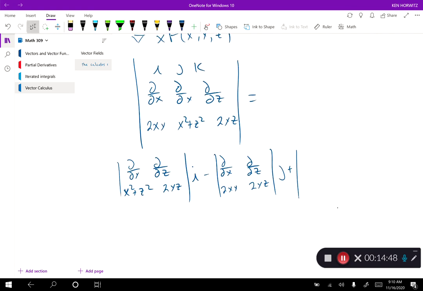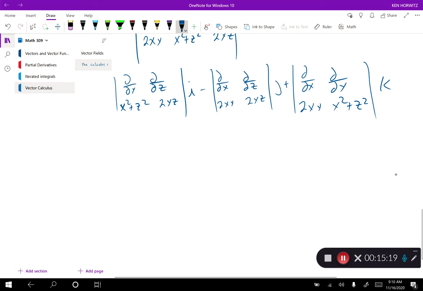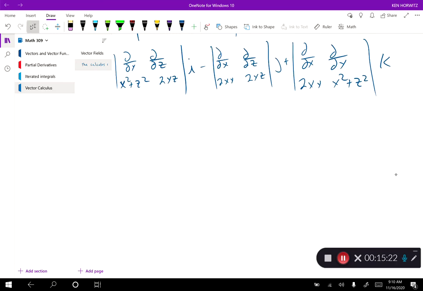And I need to cover up the top row and final column. So I wind up with my partial with respect to x, my partial with respect to y, and 2xy, x squared plus z squared in the k direction. Now remember, your cross product is going to yield you back a vector. So at this point, I want you to pause the video, work out the determinants, and then we will talk about the answer on the back end.